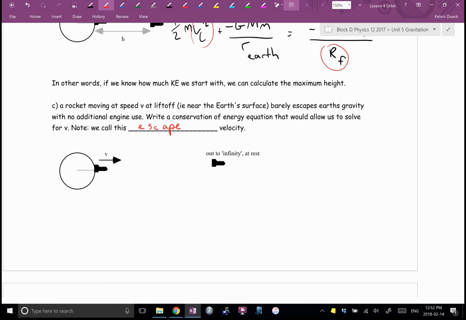Okay, am I going to work this question with change in potential plus change in kinetic? No. What does it want me to use? What does it suggest I use here for escape velocity? Conservation. So it's going to be, again, kinetic initial plus potential initial equals kinetic final plus potential final.